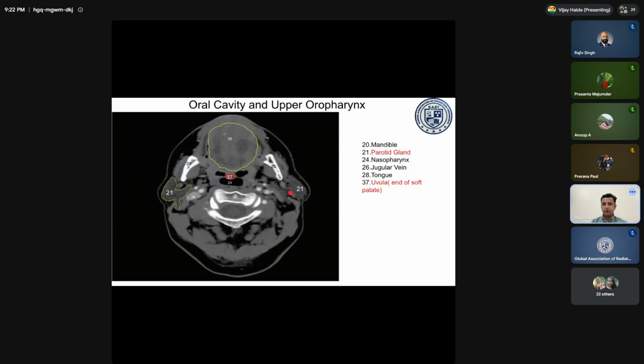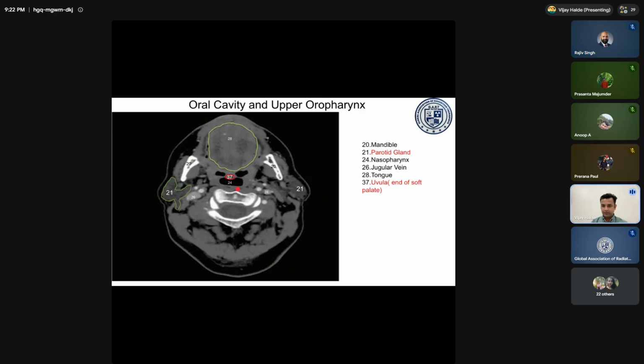So at the oral cavity and upper oropharynx level, you can see the tongue. This is the uvula, we can see at the end of the soft palate, and parotid glands are clearly visible. Here it is not contoured, so that we can see the borders. Number 20 is the mandible, and the tongue occupies the maximum area of the oral cavity. So maximum oral cavity tumors lie in this area. So this is a very important slide.